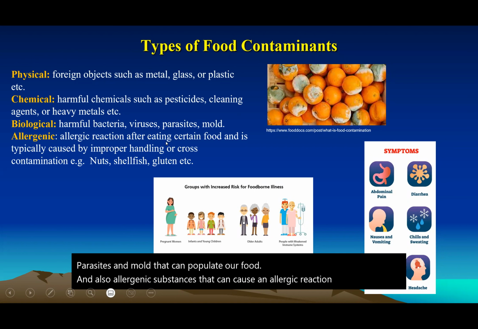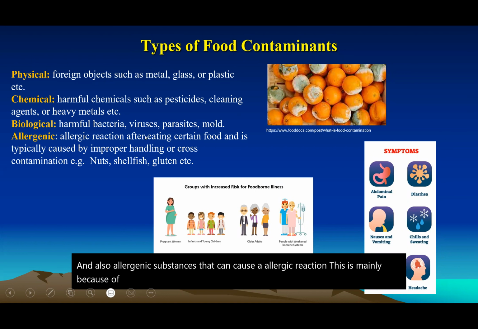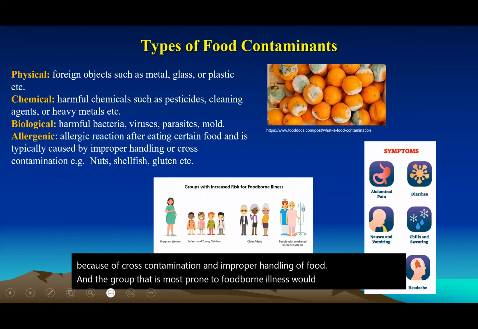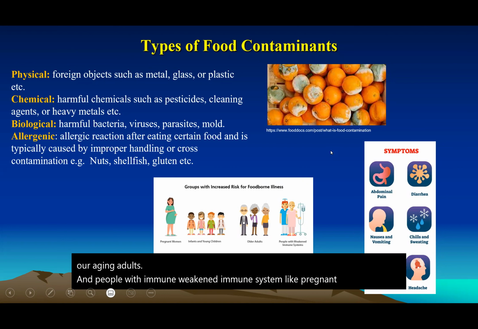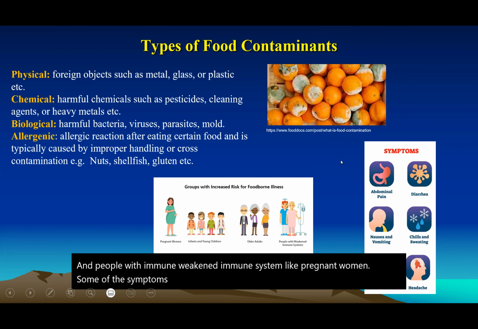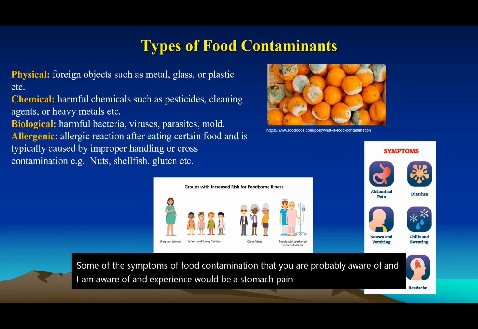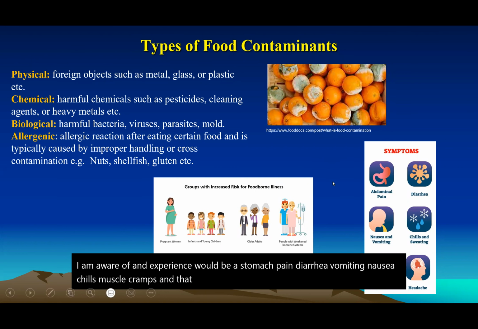This is mainly because of cross-contamination and improper handling of food. And the group that is most prone to foodborne illness would be children and aging adults and people with weakened immune system like pregnant women. Some of the symptoms of food contamination that you are probably aware of and I am aware of and experienced would be stomach pain, diarrhea, vomiting, nausea, chills, muscle cramps, and that can even lead to death.